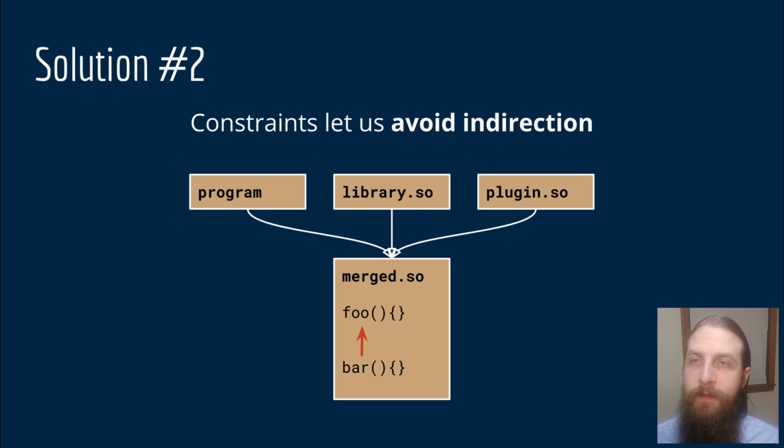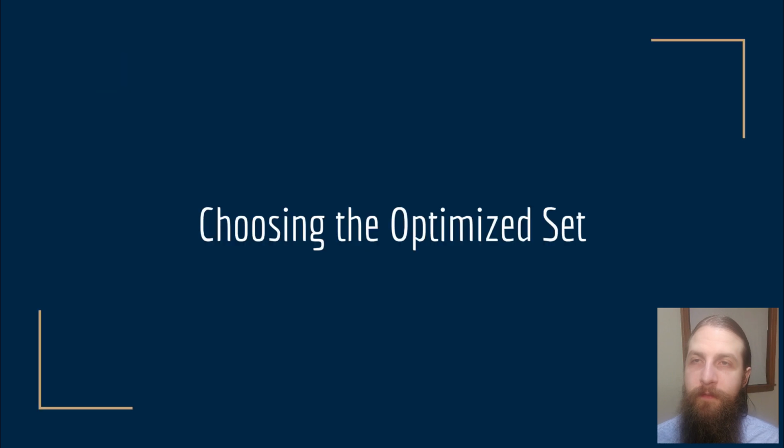We still use indirection, but only on parts of the code that don't have sufficient constraints. So that's the overview of guided linking. Now I'll give some more detail about the process from the developer's point of view.